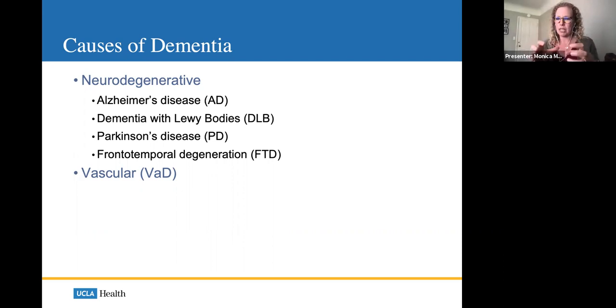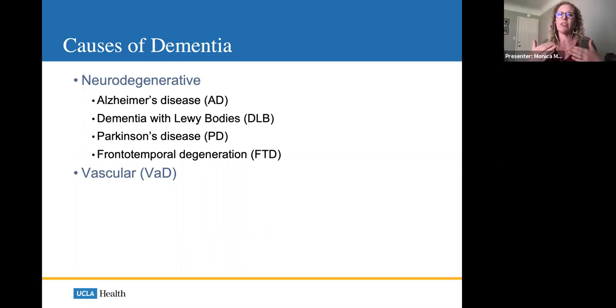Upon autopsy, a person with Alzheimer's disease, their brain is one third the size of a normal healthy brain. So it actually shrinks, and it does what they call neurodegenerate, where this degeneration occurs, the brain cells die and the brain actually shrinks. So that happens with Alzheimer's, Lewy body dementia, Parkinson's, and frontotemporal. It does not happen with vascular dementia.